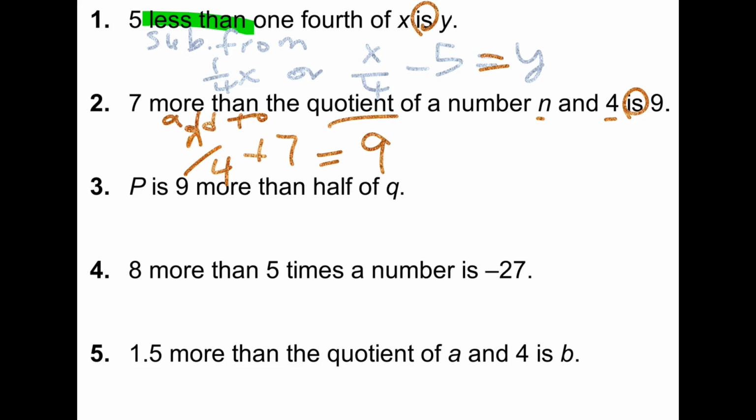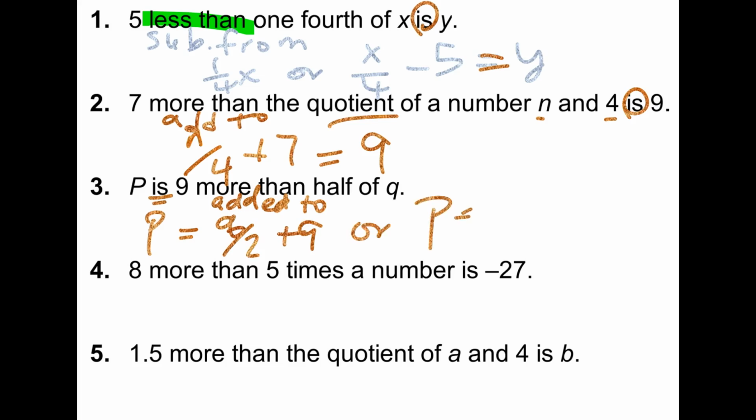Is means equal. P is 9 more than half of Q. More than is added to. So P is 9 added to half of Q. So P is 9 being added to half of Q. Half of Q. So Q divided by 2 plus 9. Or you might have P is equal to 1/2 Q plus 9. Now when you're adding, it doesn't matter the order. It matters to me. Your book may have 9 in the beginning. I don't want you to put 9 in the beginning.